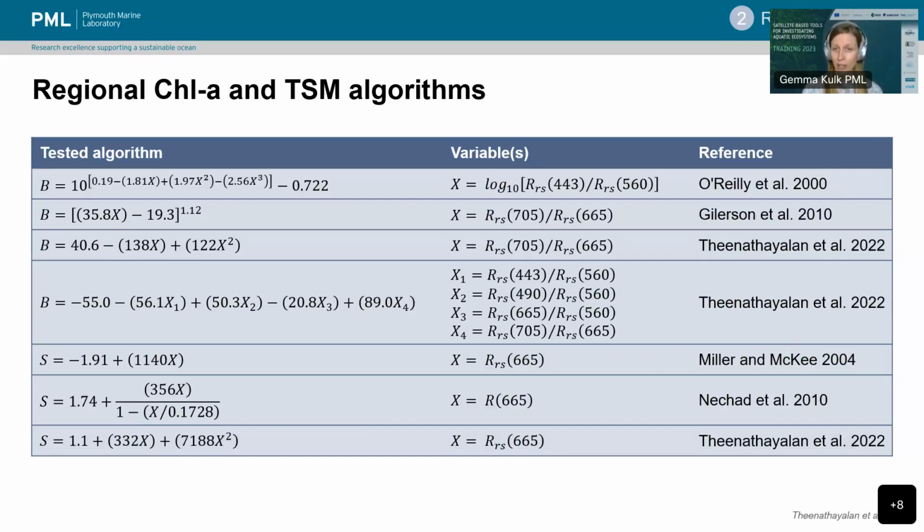And then two new algorithms to retrieve chlorophyll A were also formulated, based on different combinations of reflectance bands and based on a multilinear model.